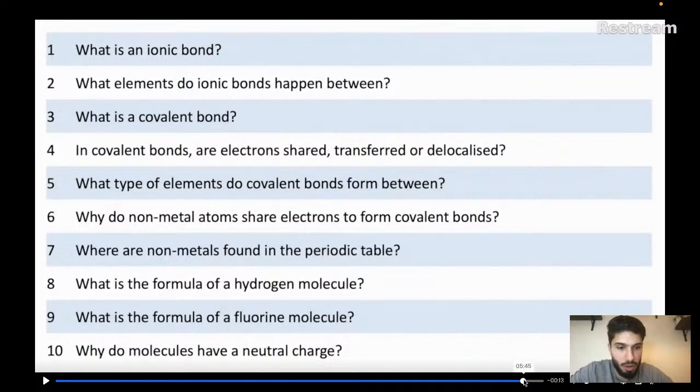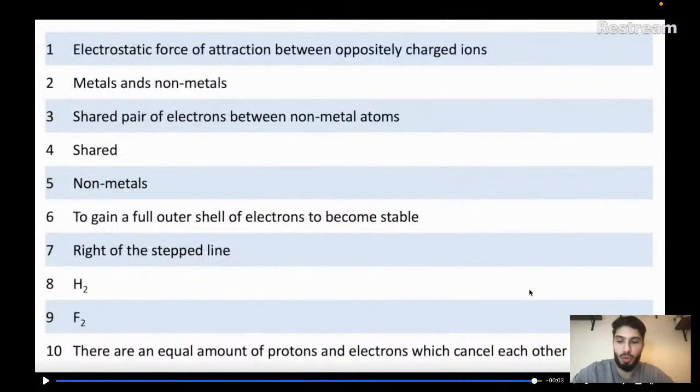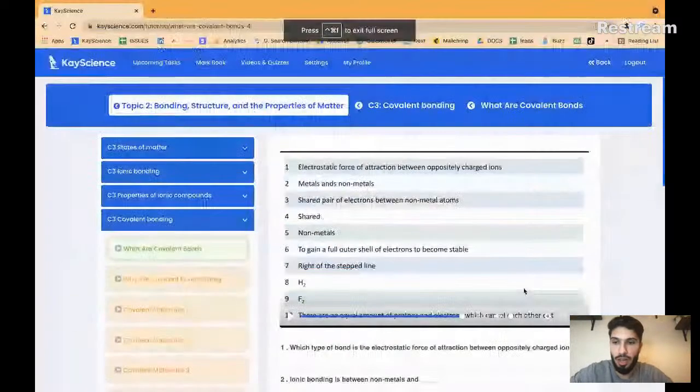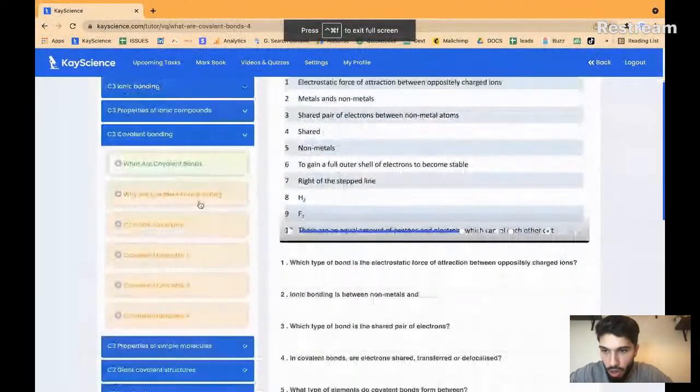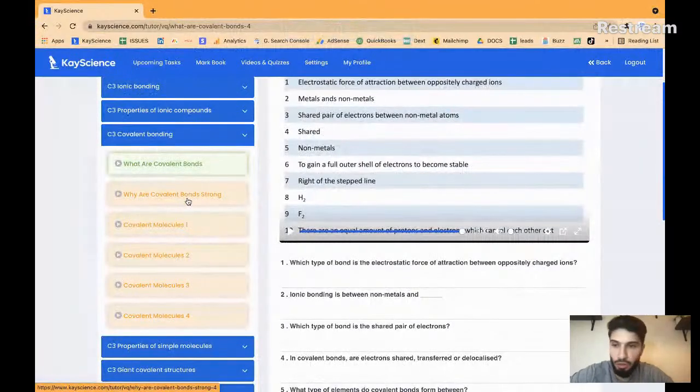The answers are about to follow. And here are the answers. And then pause this. Okay, let's move on. We're not going to go over why a covalent bond is strong.